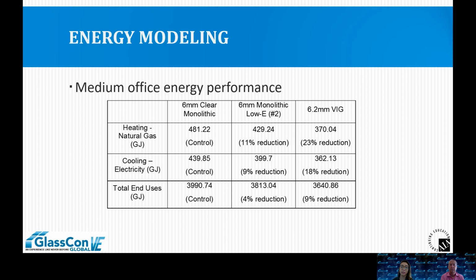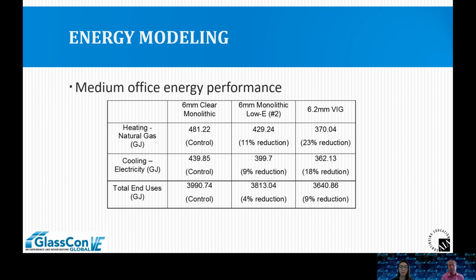Whenever you go through and start looking at total end uses, because you are still being impacted by all of your other systems, as we go through, we see that by applying a low E coating on surface 2, you get approximately 4% reduction in this building and a 9% reduction in this building by installing a VIG.